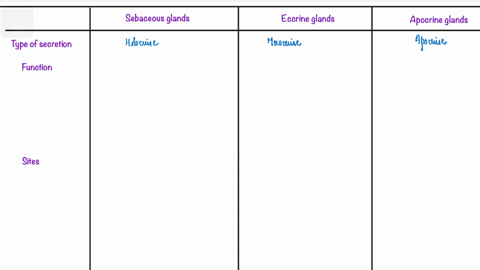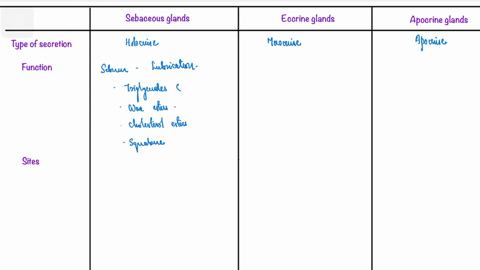And what are the functions of these glands? The sebaceous gland secretes sebum, okay, which helps in lubrication. And this sebum is made up of triglycerides, wax esters, cholesterol esters, and squalene. So triglycerides are the most important component of the sebum, making up 50 to 60%. Okay, and there will be lubrication.